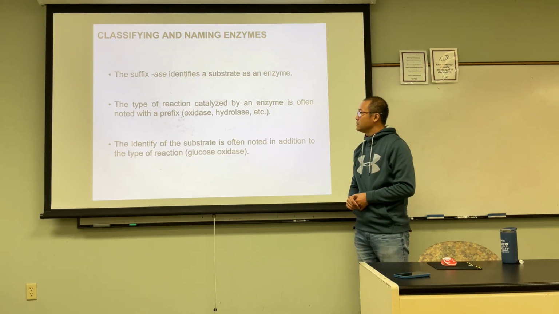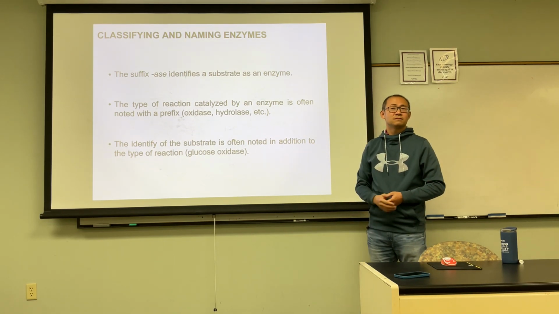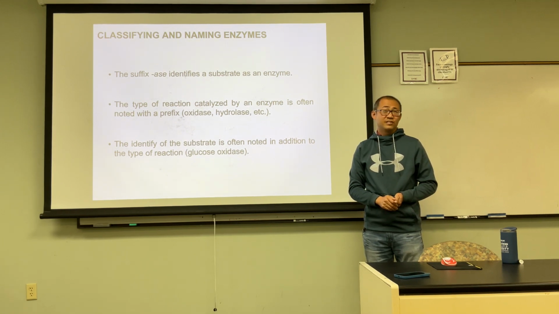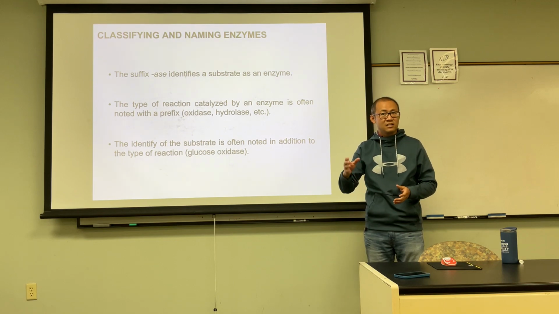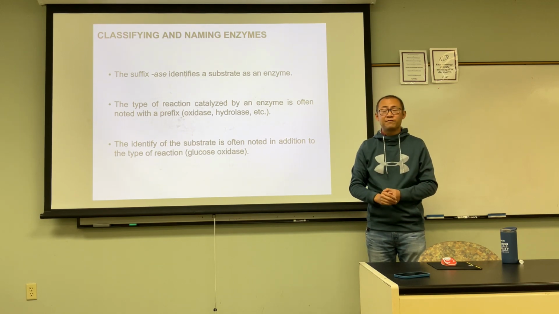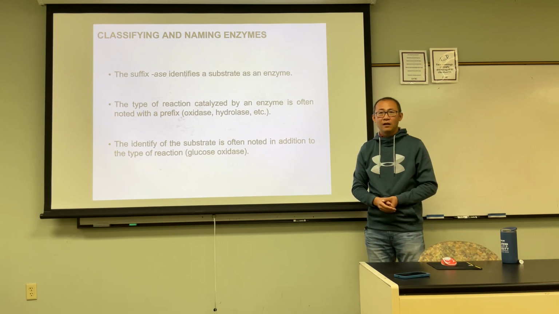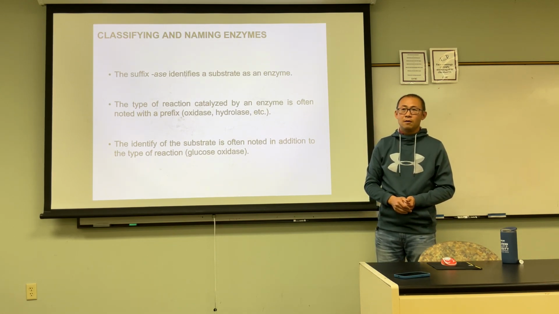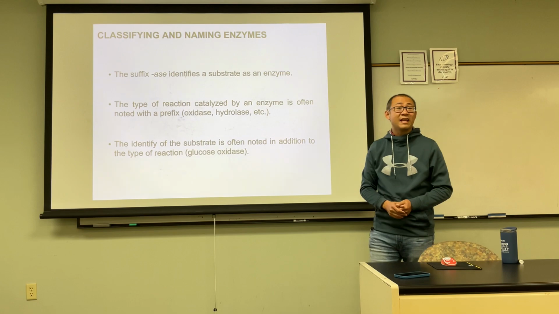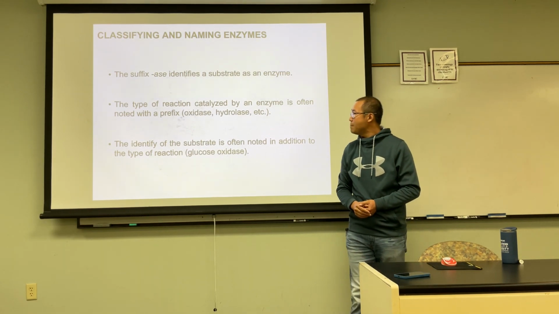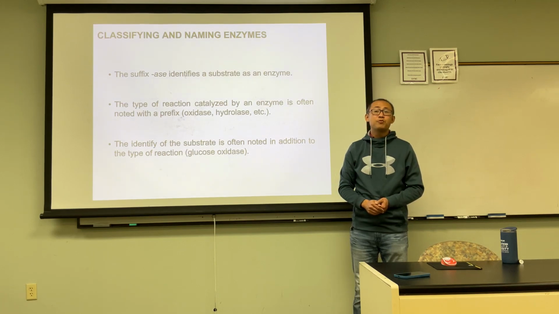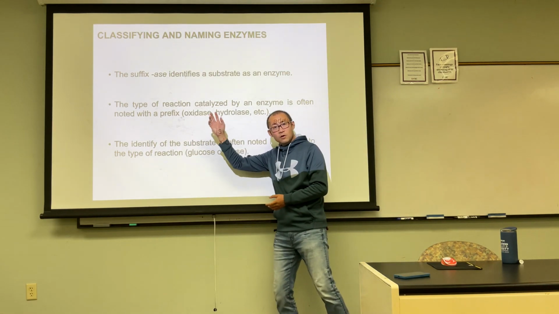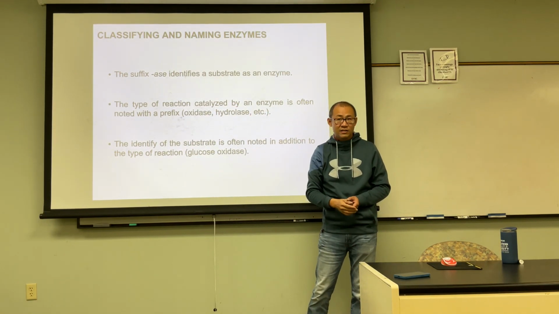Because there are so many of them, remember, every single reaction in our cells is catalyzed by one enzyme. Because there are millions of reactions, millions of enzymes, we classify enzymes by the type of reaction they catalyze. So we add a prefix in front of the ase, and that prefix tells us what type of reaction they catalyze.